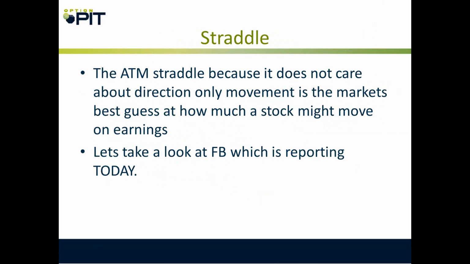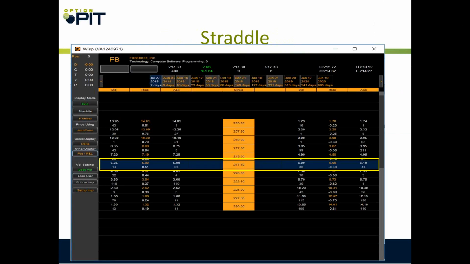Let's take a look at Facebook, which is reporting today, and in fact already did report. So Facebook, you can see, is trading right at 217.5, 217.33. The 217.5 calls are 5.90. Use that yellow number. The puts are 6.10. So we get a nice round number of 12. The Facebook at-the-money straddle, which expires on Friday, is $12.